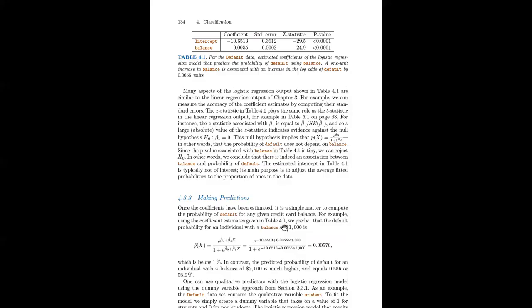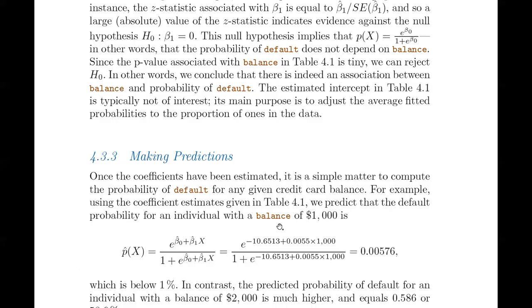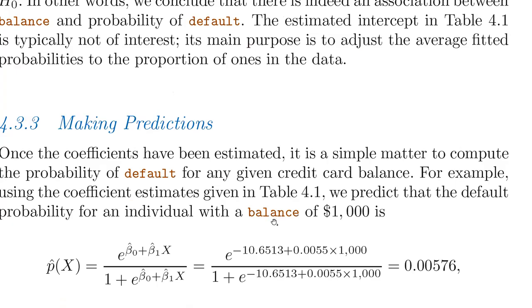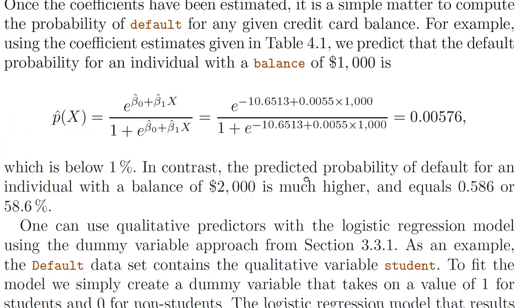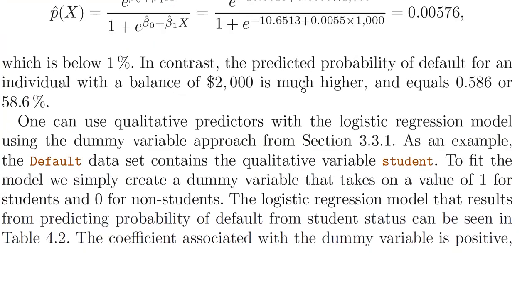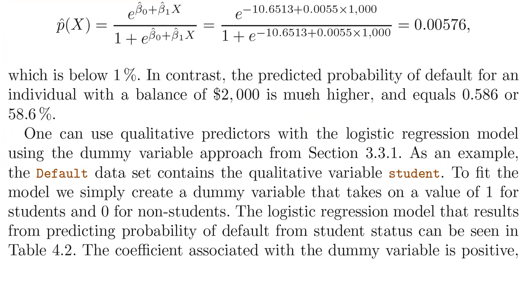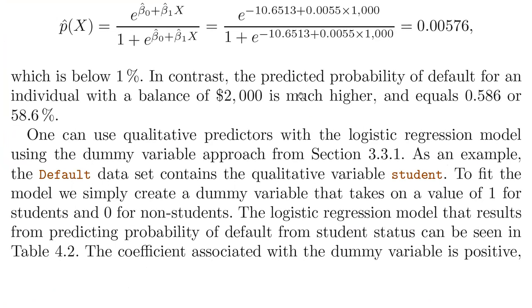These are all really important concepts, and wanting something to be linear, but very often having to accept that the assumption just doesn't make sense. Which is why we are doing chapter 4. One can use qualitative predictors. Okay, and that's fun. One can use qualitative predictors with the logistic regression model using the dummy variable approach from section 3.3.1.